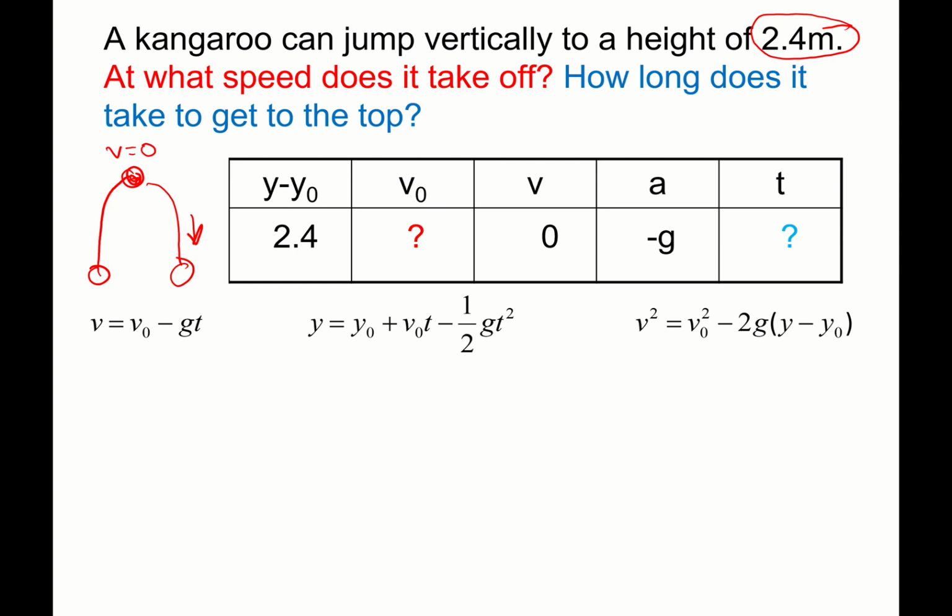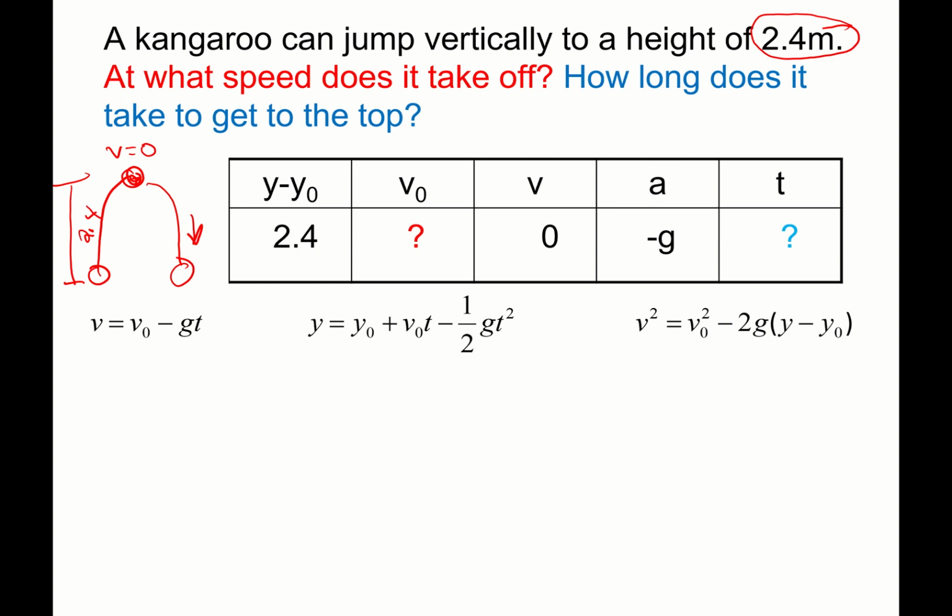So when I'm talking about the kangaroo jumping to a height of 2.4 meters, at that instant when it's 2.4 meters off the ground, then its velocity is equal to 0. So I can put in that v final as 0. So again, this is something you have to infer from reading the problem. It's not an actual number in the problem. All right, so which equations are we going to use to solve it?